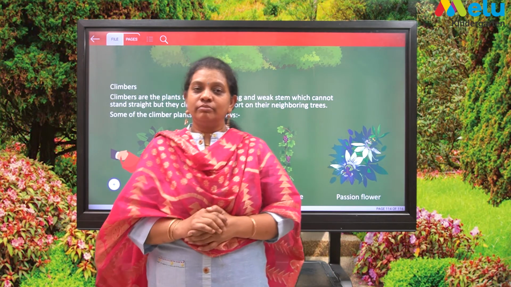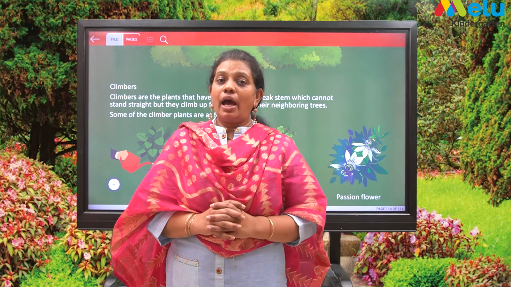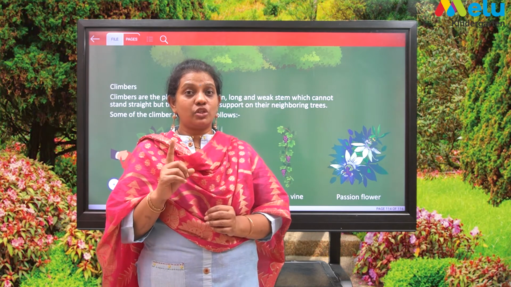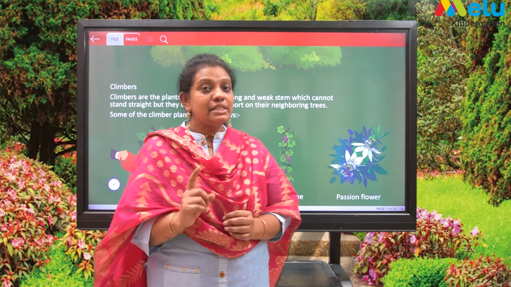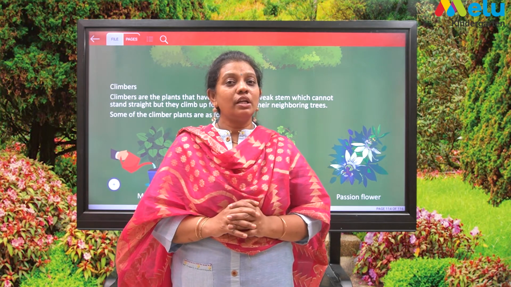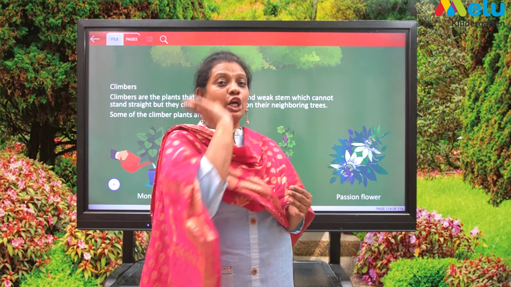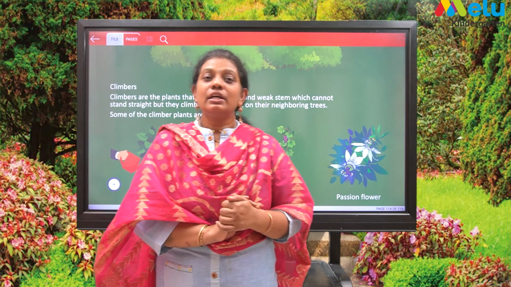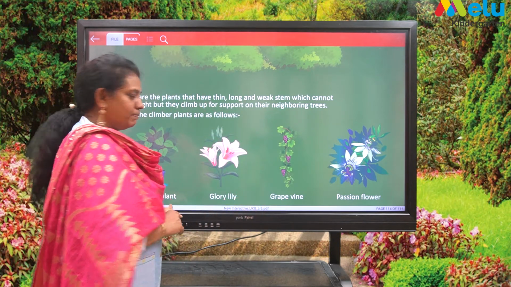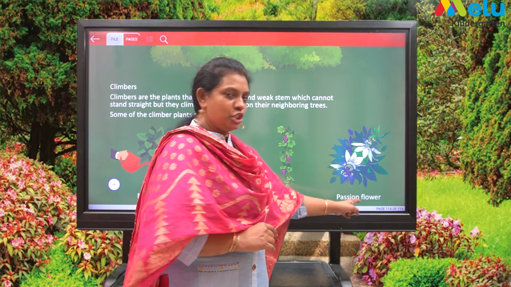They are weak. Weak means the stem is very weak. It has a soft stem. That's the reason it cannot stand straight, so it always needs a support to grow up. So what do these climbers do, you know, children? They always take the support of neighboring plants and happily grow on that. These are called climbers. And examples for climbers are money plant, glory lily, grapevine and passion flower.